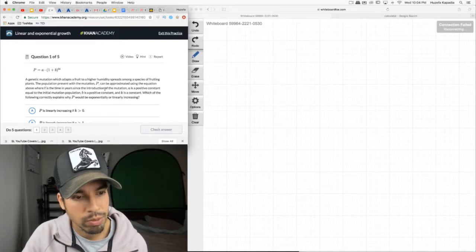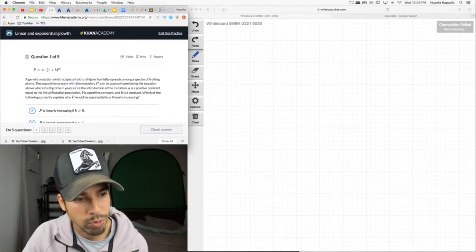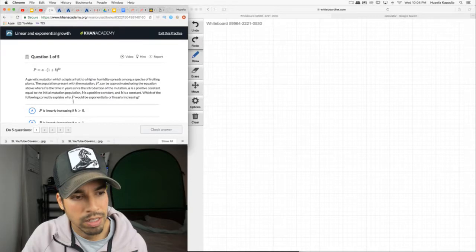The population present with mutation P can be approximated using the equation where T is the time in years since the introduction of the mutation. A is a positive constant equal to the initial mutation population. B is a positive constant and K is a constant. Which of the following correctly explains why P would be exponentially or linearly increasing?